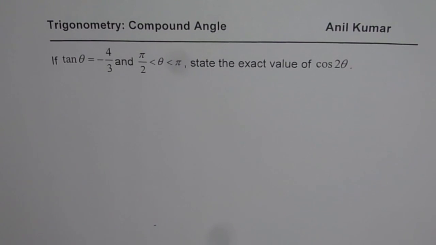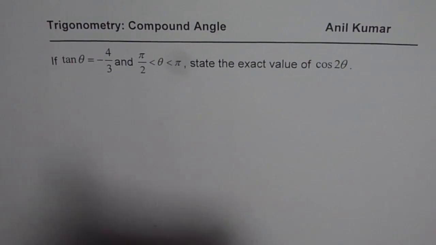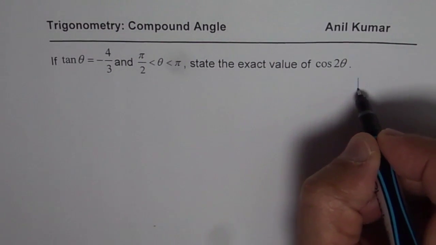I'm Anil Kumar, and here we have a very interesting question to solve. If tan theta is equal to minus 4 over 3 and theta is between pi by 2 and pi, state the exact value of cosine 2 theta. Now let's look into this question in further detail.